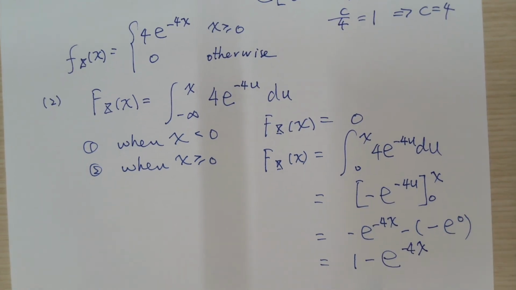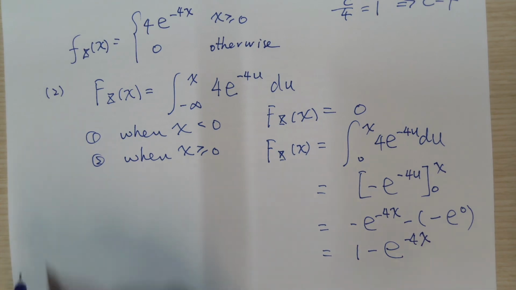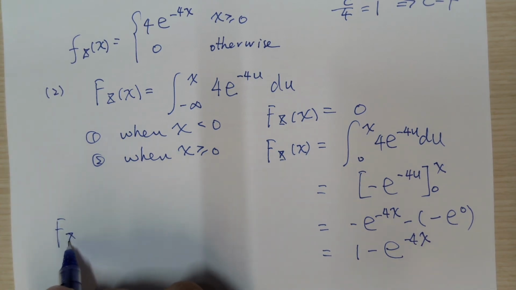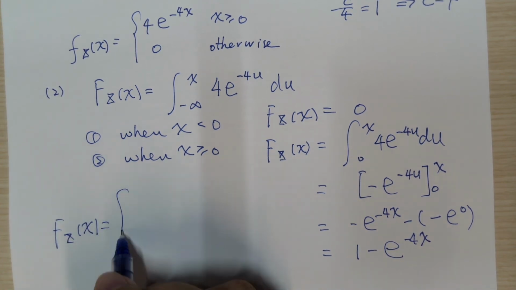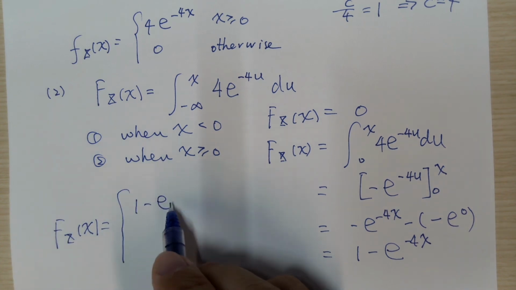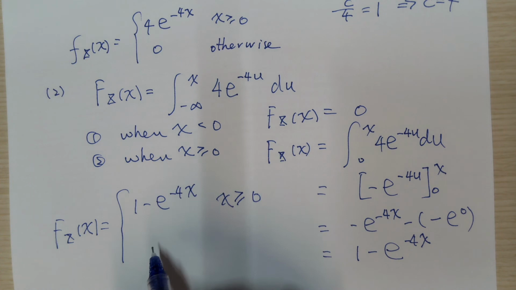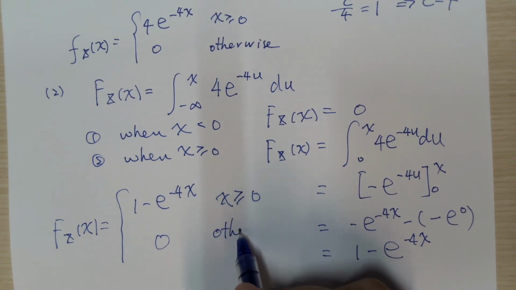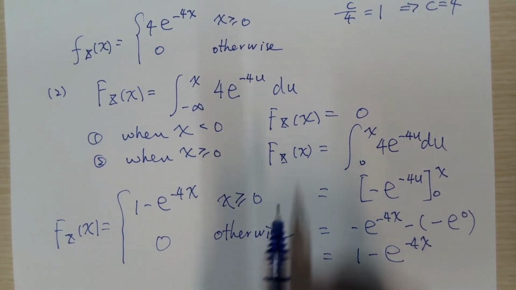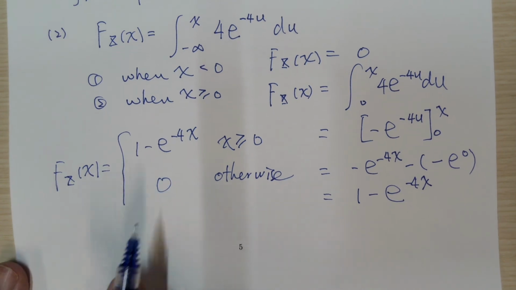Okay. So put everything together, the CDF is going to be 1 minus e to the power negative 4x when x is greater than or equal to 0, and 0 otherwise. Okay, so that's part 2.